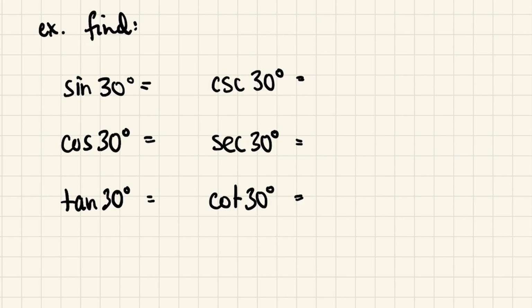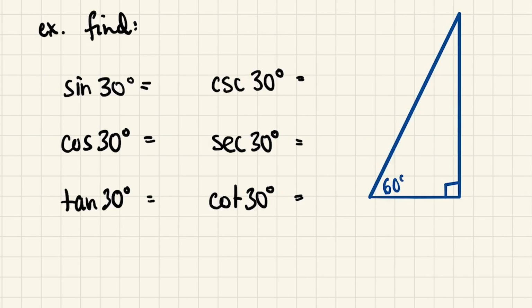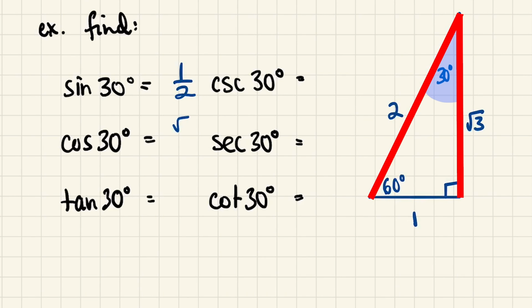All right, so let's draw the 30, 60, 90 triangle. So we'll place the 60 here and the 30 in the narrow slot. And we know the side lengths are 1, root 3, and 2. Okay, so all of these are asking about 30 degrees. Sine of 30 degrees: well, sine is opposite over hypotenuse, so that would be 1 over 2. Cosine of 30 degrees, that's adjacent over hypotenuse, so that would be rad 3 over 2.